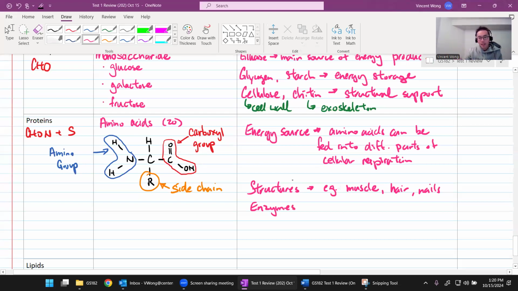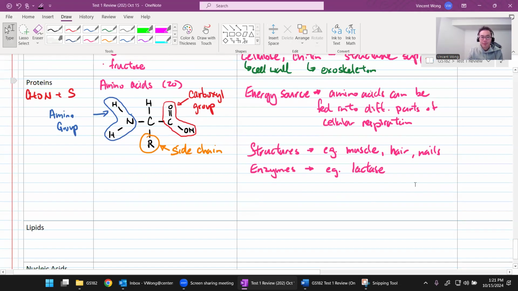We also use proteins for enzymes. We just reviewed enzymes earlier. An example of an enzyme would be lactase, right? Lactase. That's pretty much the only one we've learned. Okay, we'll learn more enzymes later on, maybe next semester. Okay, energy source, structure, enzymes, hormones.